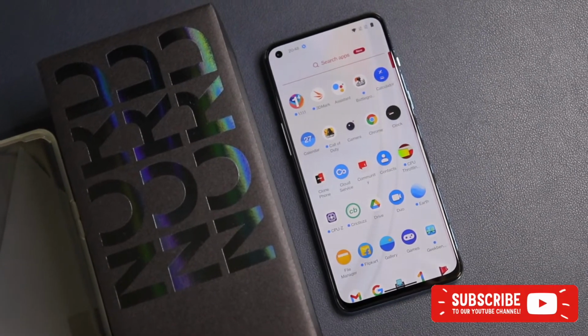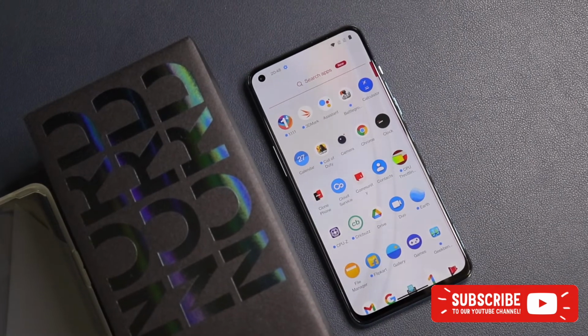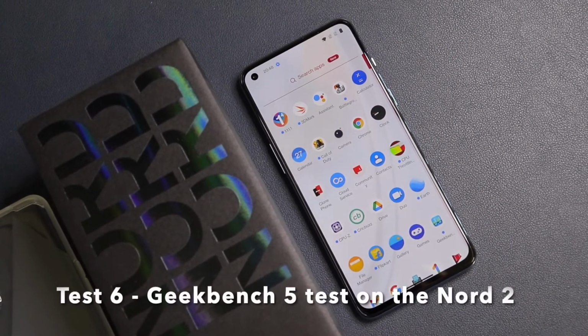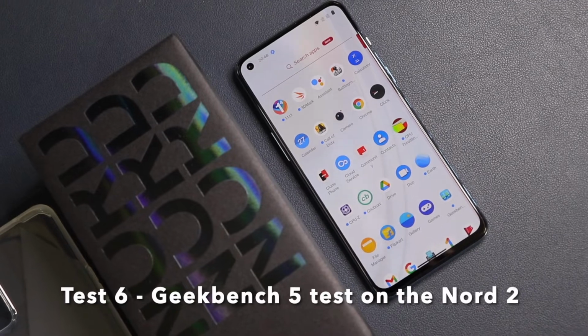As you guys just saw, the device just gave around 4.5 lakh on the Antutu benchmark. That is because we are running these tests back to back and the device was extremely hot, so we were not able to get the highest score that is possible on this device. Next up is Geekbench 5.